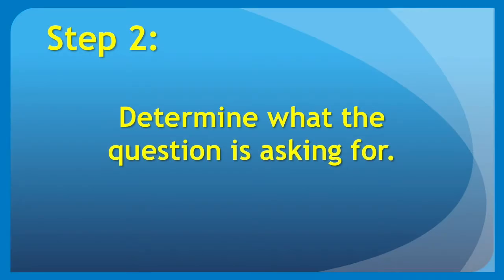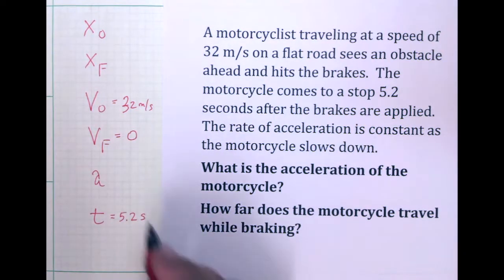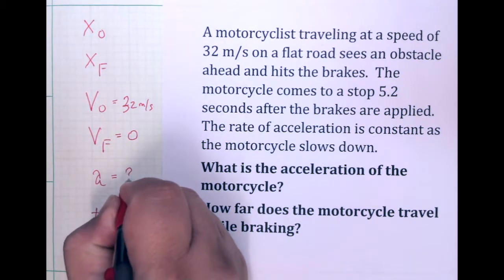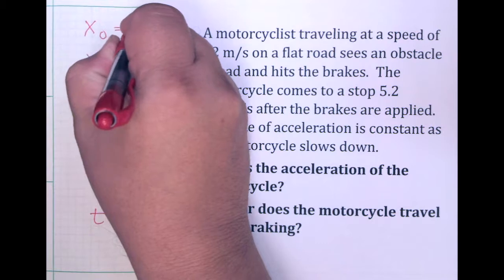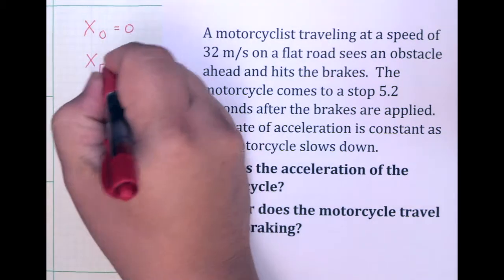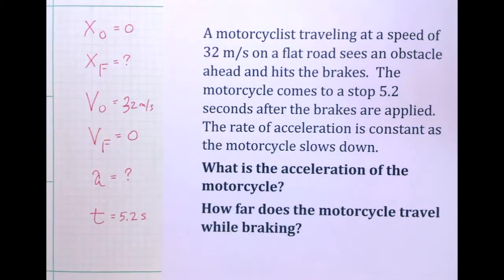Step 2 in this process is to figure out what the problem is asking for. Looking here at the first question, it is apparent that the question is asking for the acceleration of the motorcycle, so we indicate that in our data table. The second question is essentially asking us what is the displacement of the motorcycle. The term how far is our clue there. So we can make it easier on ourselves by setting the initial position of the motorcycle equal to 0. Therefore, we only need to find the final position to answer the question. And so we have figured out what the question is asking us for.